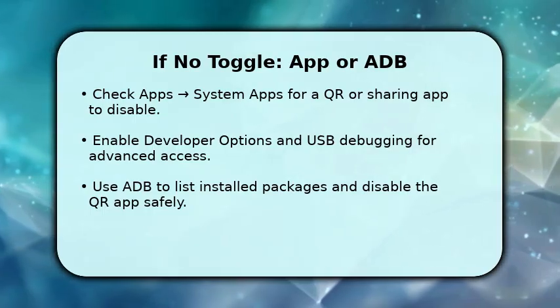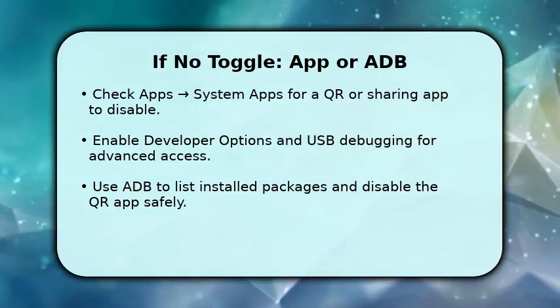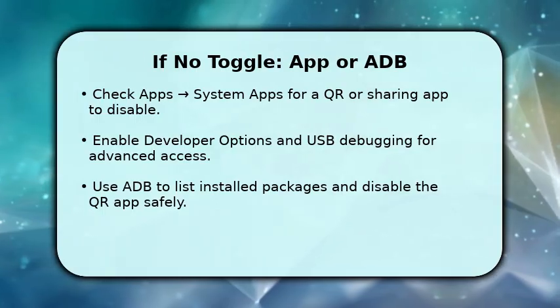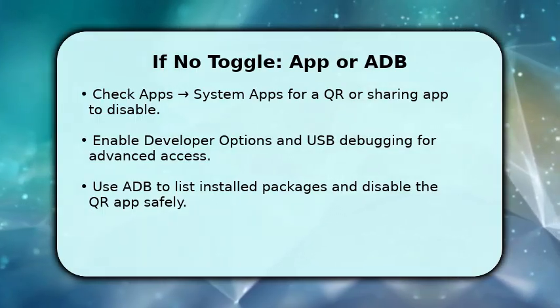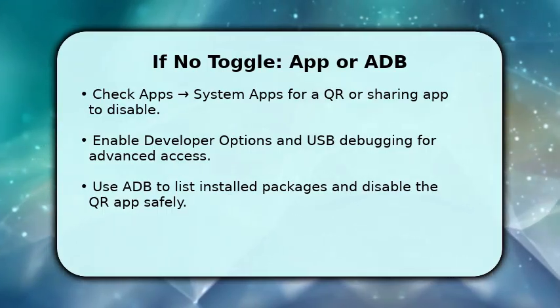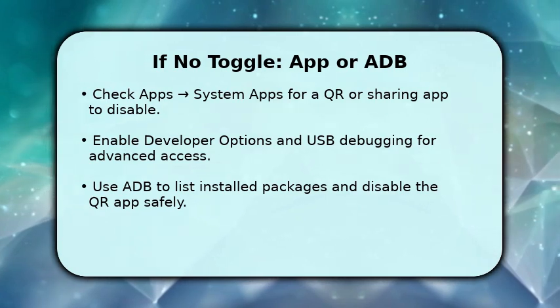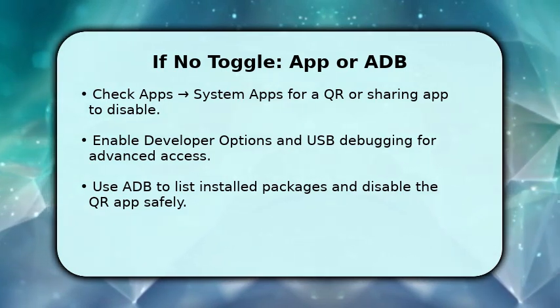Once done, if the app is system level, enable developer options and USB debugging on the TV, connect with ADB from your computer, list packages, and use adb shell pm disable-user or uninstall for user to remove the QR package. Make sure you confirm package names before changing them.